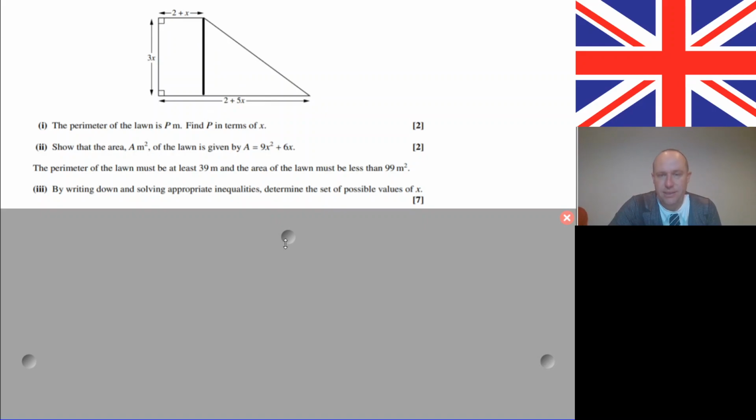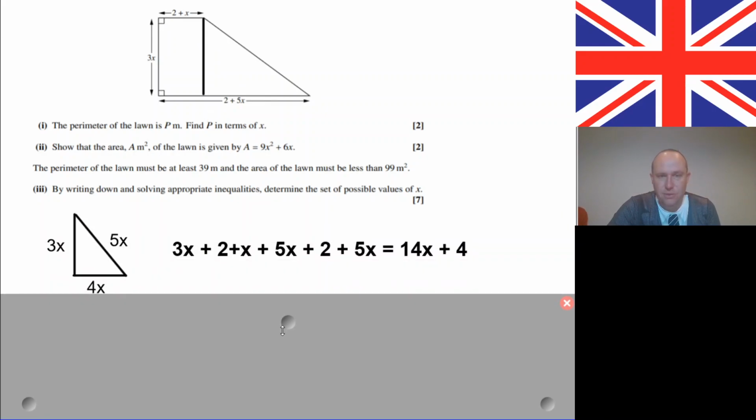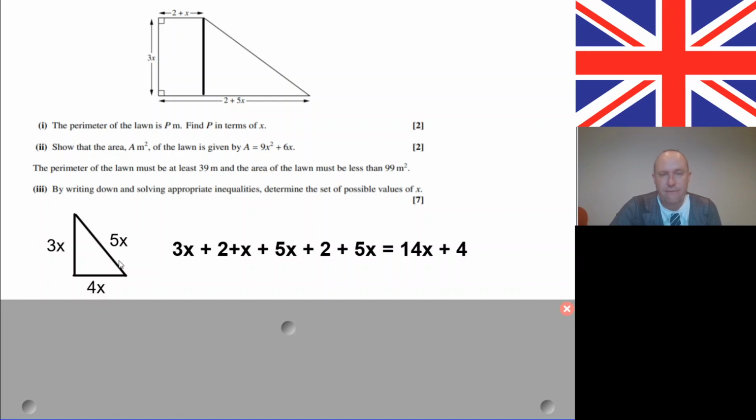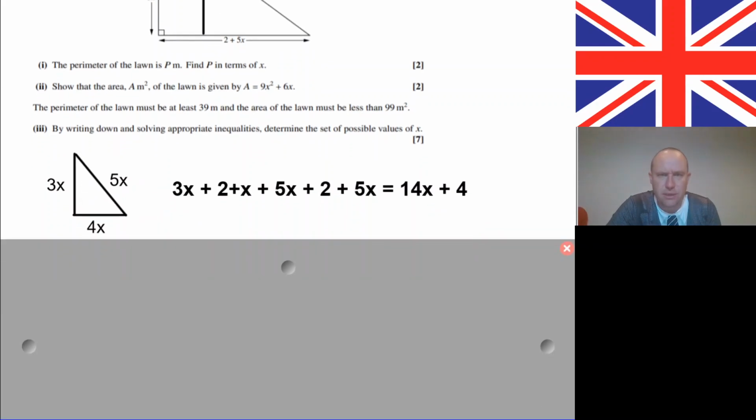As this is 3x, this is actually a nice, easy Pythagoras question. Hopefully you can remember the 3, 4, 5 triple, and if not, you can just work it out through Pythagoras. So the length of the whole shape is this, plus the 5x that we just worked out. And if you collect your like terms here, you should find that's 14x plus 4. I think that's a lot of work for 2 points, though.